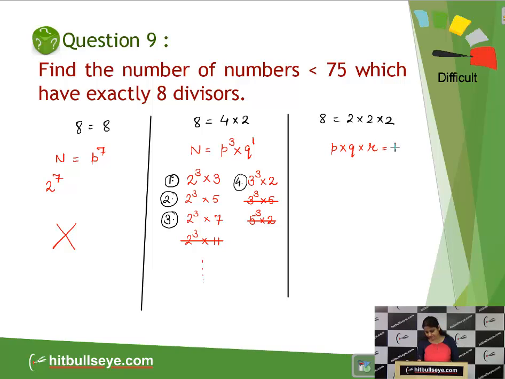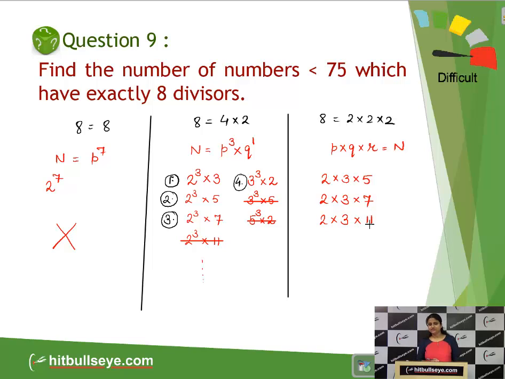Now coming to the third part, my number should be of this format: P into Q into R. This should be the prime factorization of my number, which has exactly 8 factors. So my number can be 2 into 3 into 5, 2 into 3 into 7, 2 into 3 into 11.